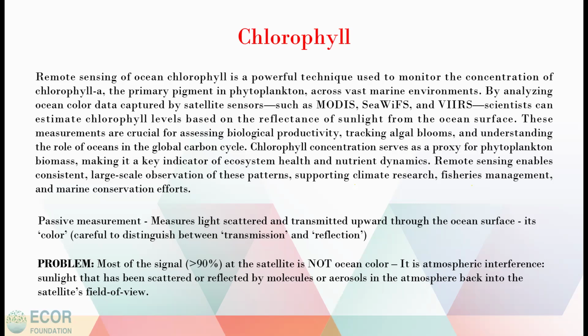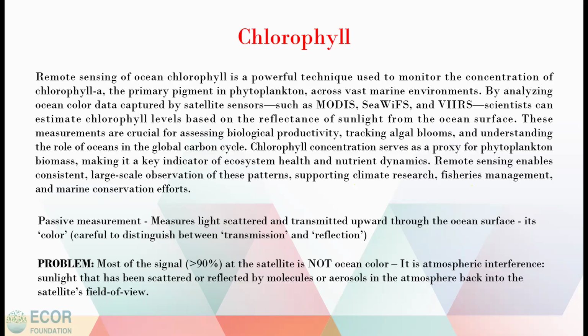Mostly, chlorophyll will be identified by the passive sensors, which measure the light scattered and transmitted upwards from the ocean surface. I mean, the color of the ocean surface, and it will be carefully distinguished between transmission and reflection. The problem is that about 90% of the signal at the satellite is not ocean color, it is just interference from the atmosphere. The reason why the sky is blue, and why we can see the sky turning orangish red in the evening, is all atmospheric interference.